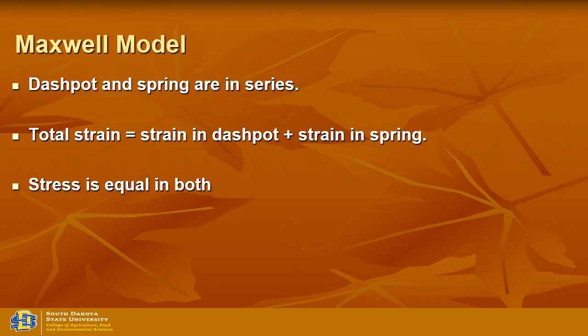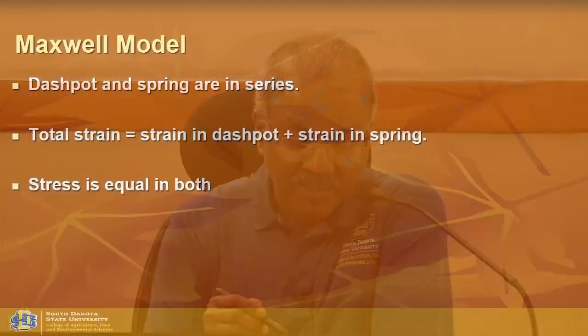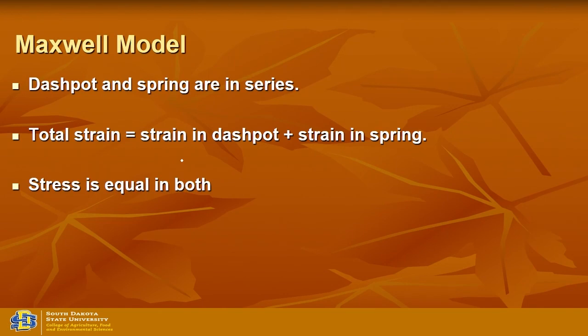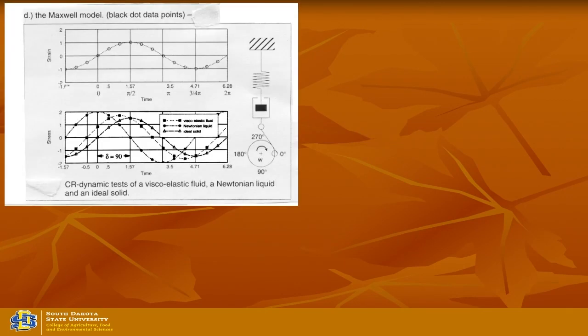The Maxwell model, dashpot and spring are in series. The total strain is strain in dashpot plus strain in spring, but the stress is equal in both. Similar to what we saw in previous cases. In compression testing, stress is equal in both, but total strain is strain in dashpot plus strain in spring. Here we are looking at the strain input and stress output.